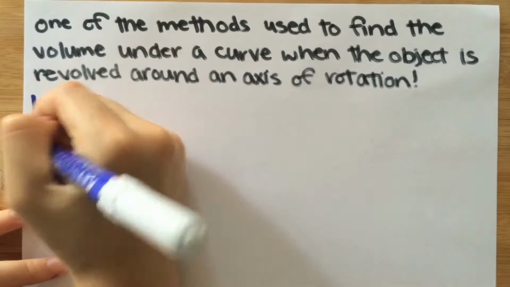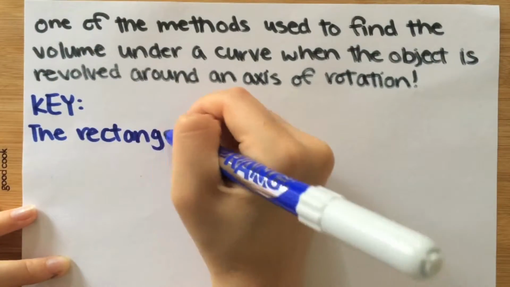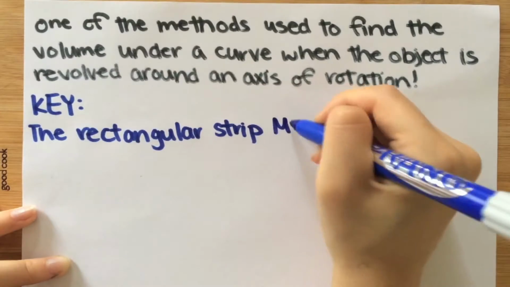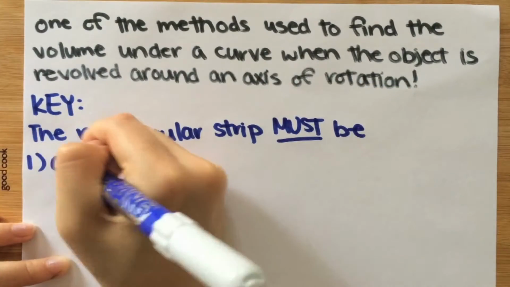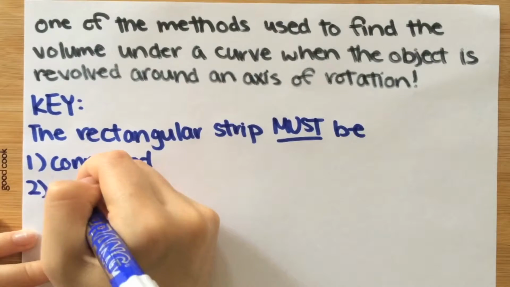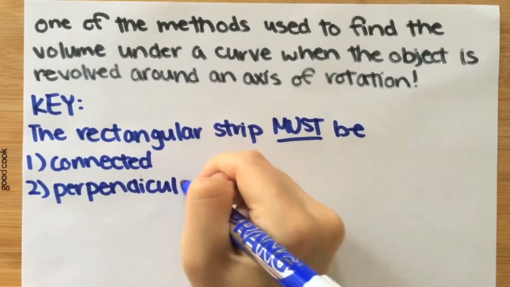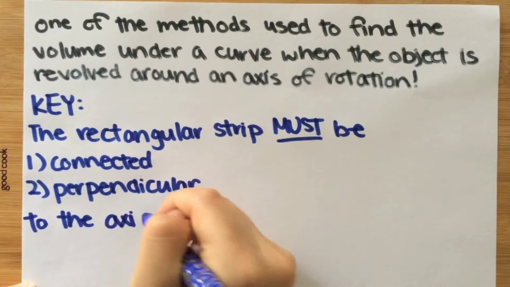However, there are two keys that you must remember while using this method. The first one is the rectangular strip must be connected to the axis of revolution. And the second one is the rectangular strip must be perpendicular to the axis of revolution.